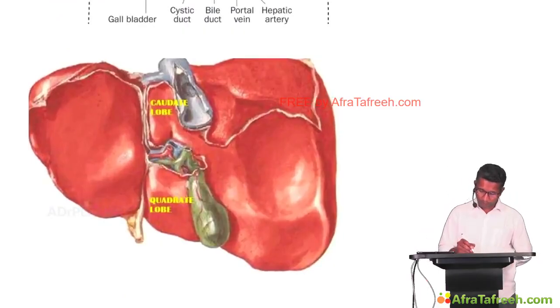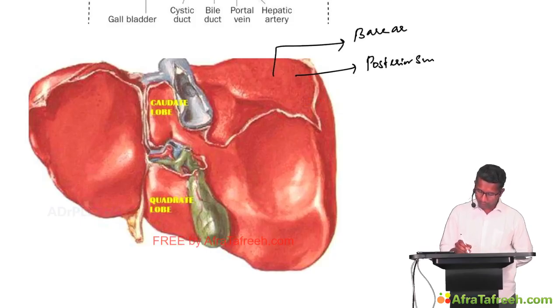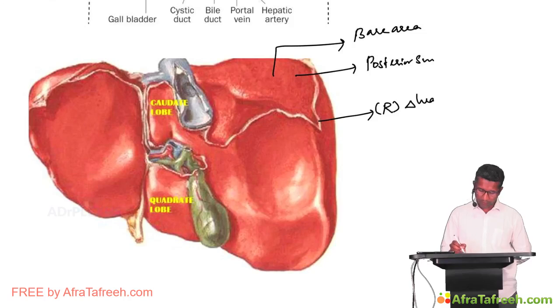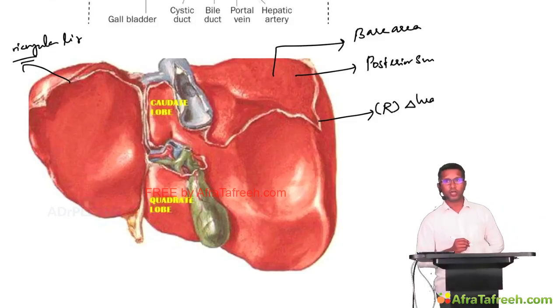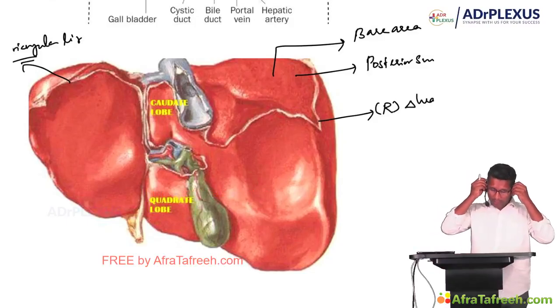What you see here is the posterior surface. How do I say this is the posterior surface? Because I can see an area which is devoid of the peritoneum. This is the bare area of the liver. The reflection of the peritoneum you see here is the right triangular ligament. And the reflection of the peritoneum you see here is the left triangular ligament, okay, guys. And what you are seeing is the bare area of the liver.